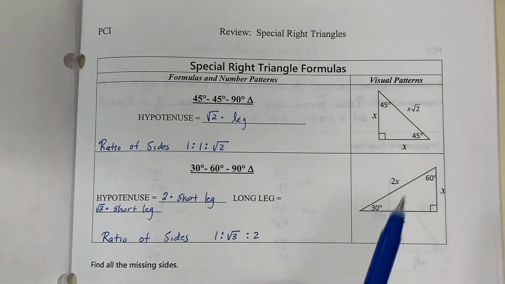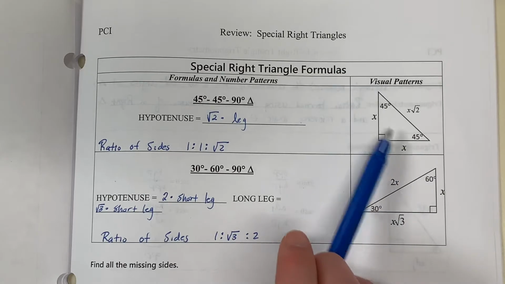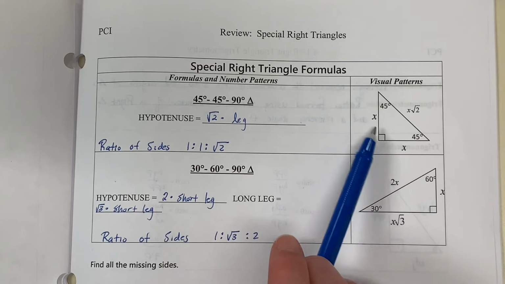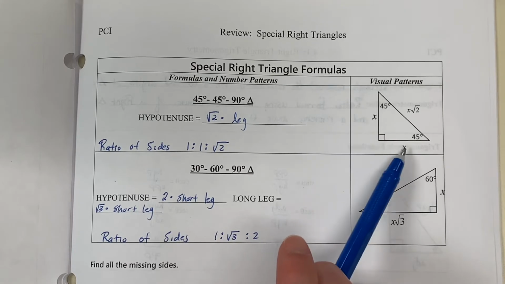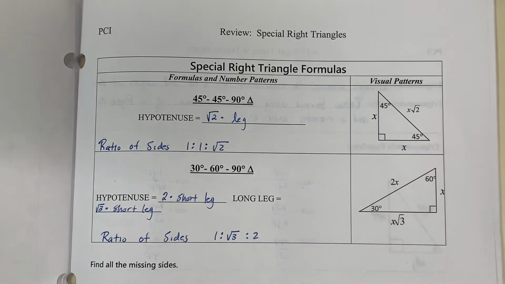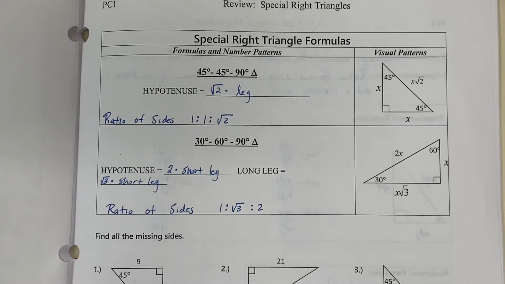What that means is that my two congruent sides could be any number, but they always have to be the same since the sides are congruent, and the hypotenuse, or the longest side, will always be that number times the square root of 2. A 30-60-90 degree triangle is also a right triangle.